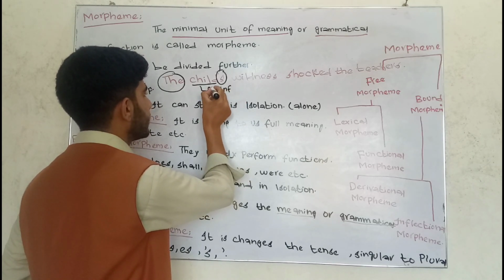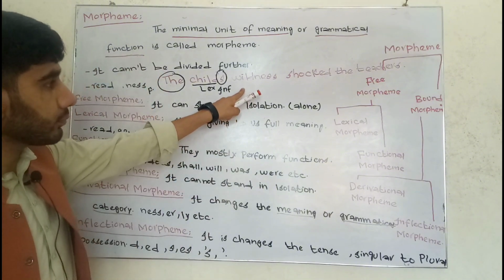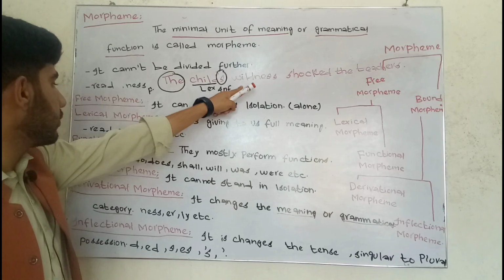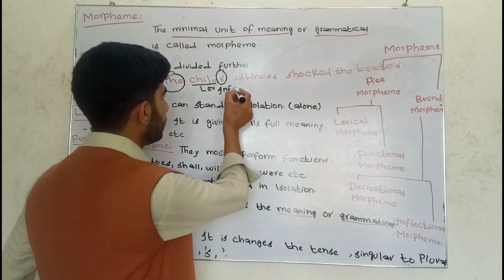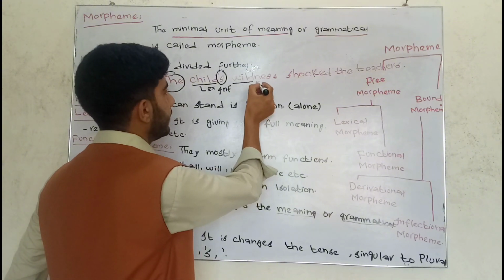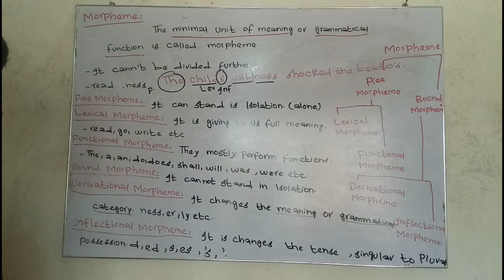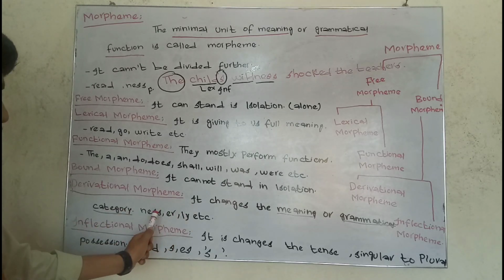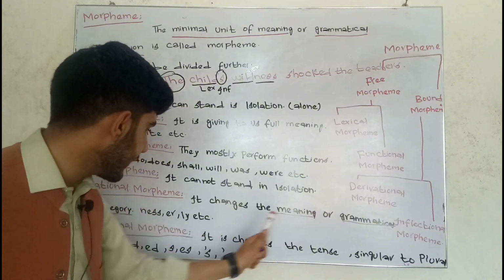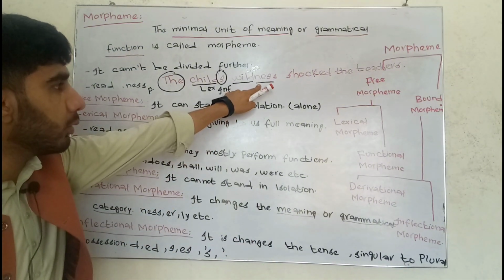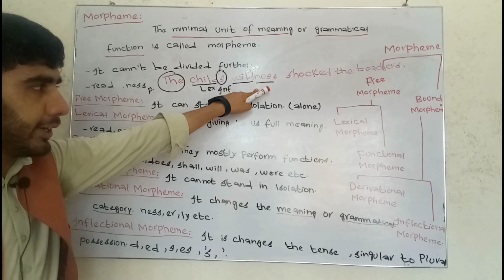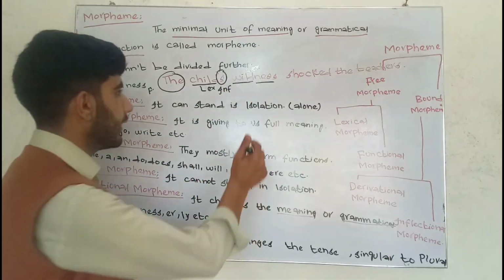And this one is a lexical morpheme. Wild is also giving us full meaning, so it's a lexical morpheme. Ness is not giving us full meaning. It's a bound morpheme, and among bound morphemes it's a derivational morpheme, because it changes the meaning or grammatical category.